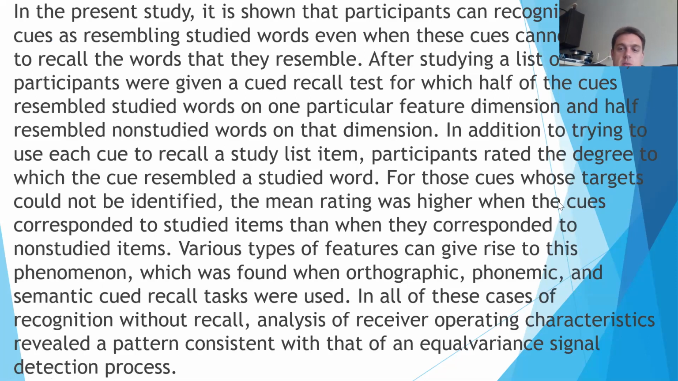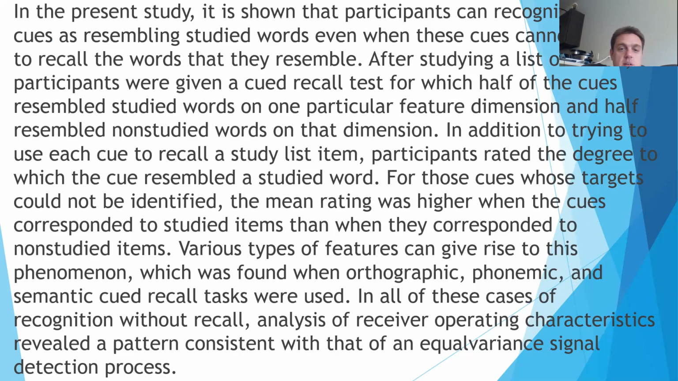A couple more here. Sorry, I should have the word abstract, but I just couldn't fit it. In the present study, it is shown that participants can recognize test cues as resembling study words, even when the cues cannot be used to recall the words they resemble. After studying a list of words, participants were given a cued recall test for which half of the cues resemble studied words on one particular feature dimension and half resemble unstudied words on that dimension. In addition to trying to use each cue to recall a study list item, participants rated the degree to which the cue resembled the study word.